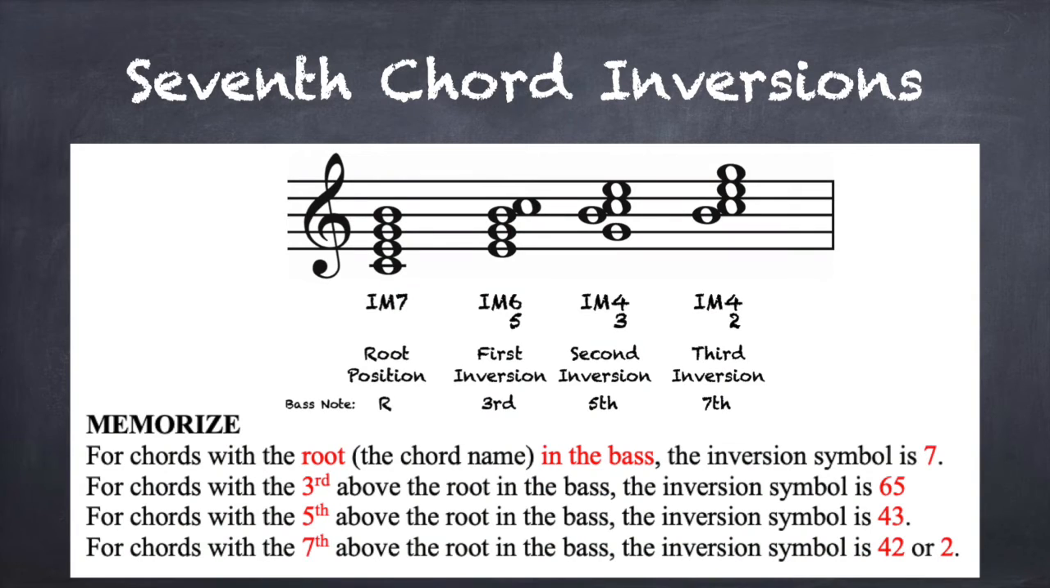If the root's in the bass, the inversion symbol is 7. If the third is in the bass, the inversion symbol is 6-5. If the fifth is in the bass, the inversion symbol is 4-3. And for the chords with the seventh in the bass, the inversion symbol is 4-2, or sometimes just 2. Memory tip: note the countdown from 7 to 2 in this chart.